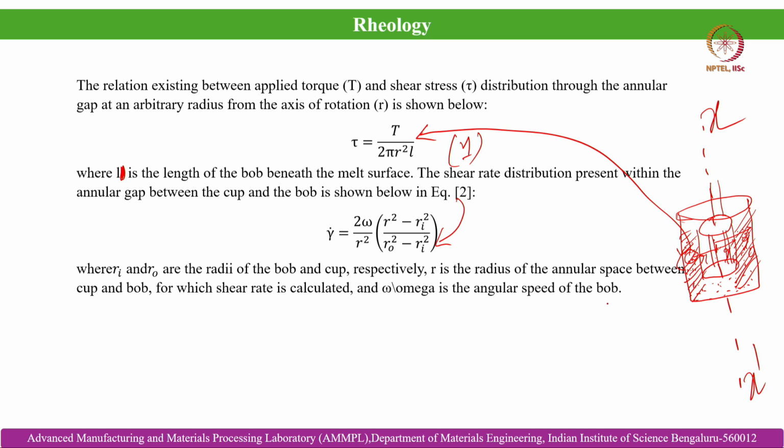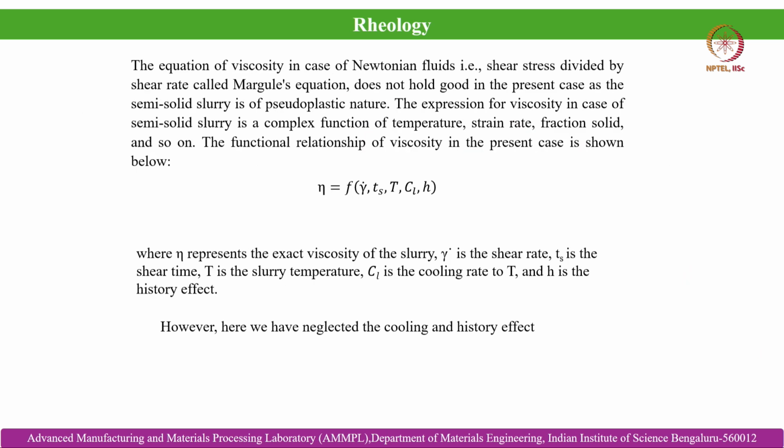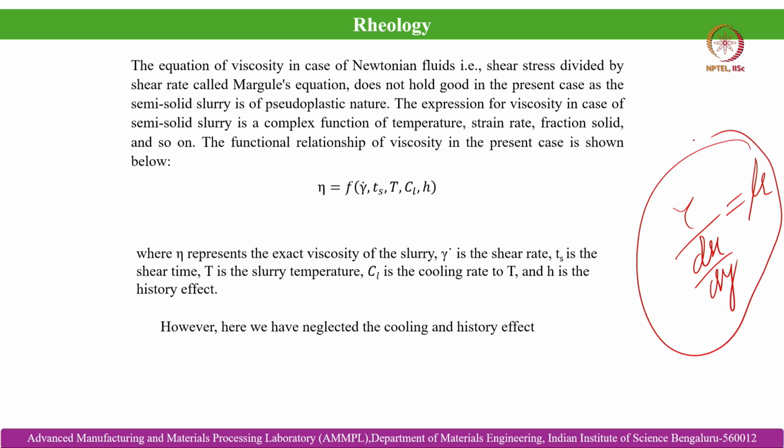So, up to this we have estimated the expression of the shear stress, we have estimated the expression for shear rate, and the equation of viscosity in case of Newtonian fluid, that is shear stress divided by shear rate. That means as we know, tau by du by dy is equal to mu, that is the viscosity in case of Newtonian fluids. This equation is basically called the Margules equation. This does not hold good in the present case, because we are talking about a pseudoplastic fluid, that means the solidifying liquid melt. So, the expression for viscosity in case of semi-solid slurry is a complex function of temperature.